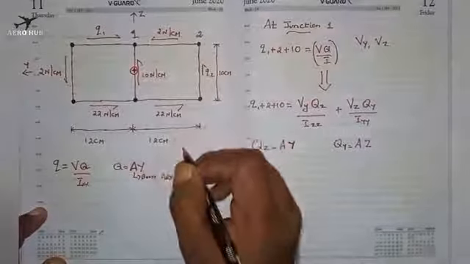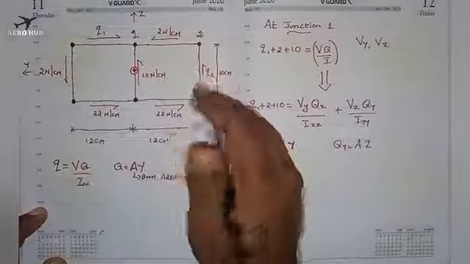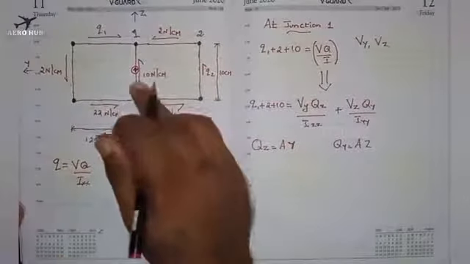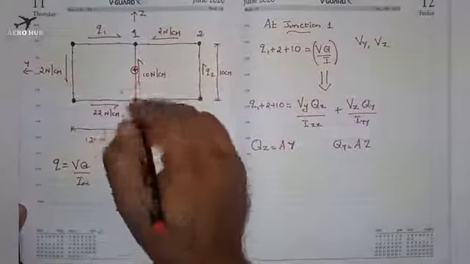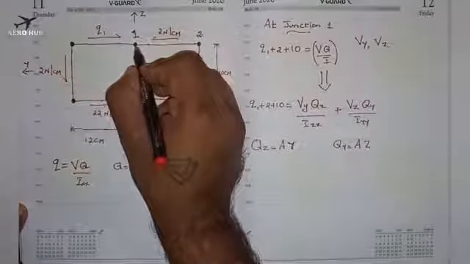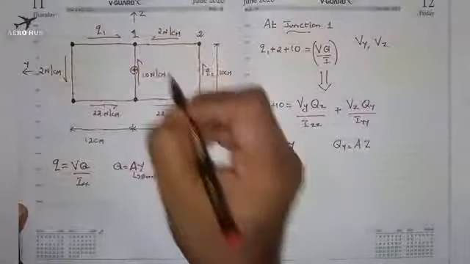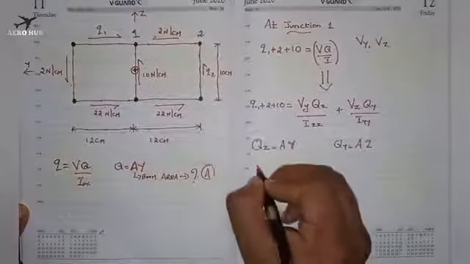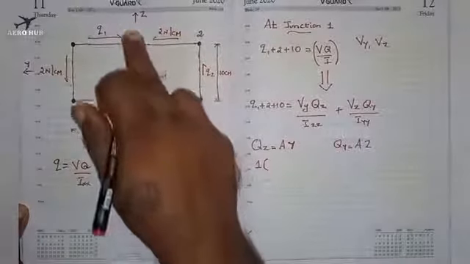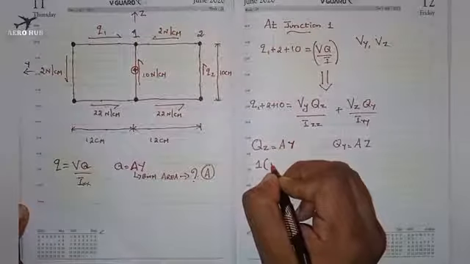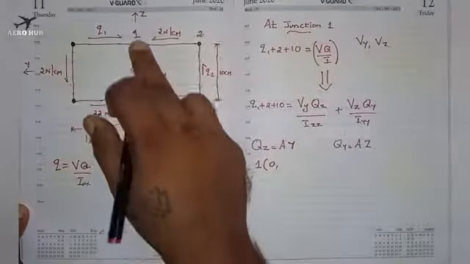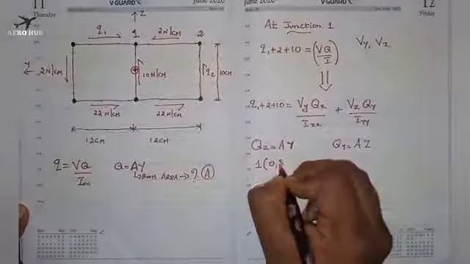Because this is symmetrical about both axes, the centroid will be lying at the exact center of the beam. With respect to this point, we have to find the value of y and z coordinate. For point 1, the value of y will be 0 and the value of z will be 5.